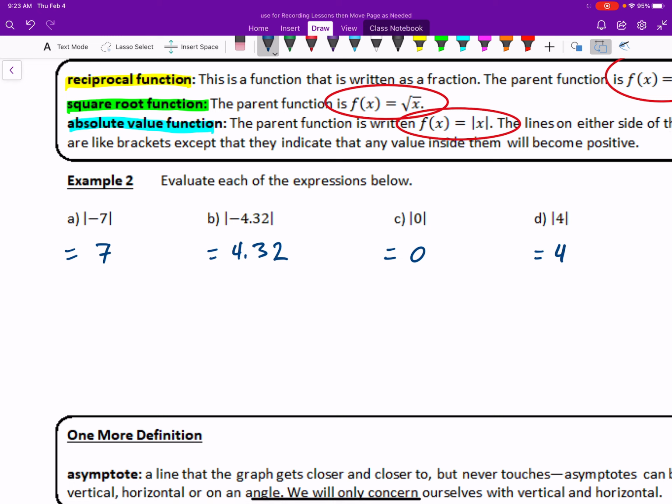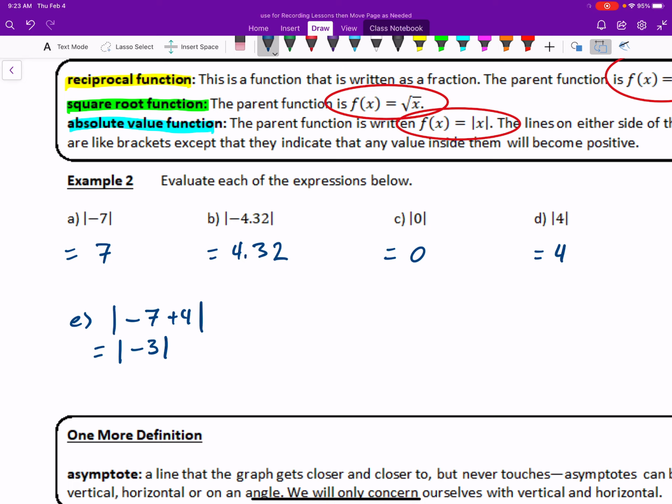Now, just to give another couple of examples to illustrate something that we haven't seen here yet. Again, I have to treat them like brackets. So what if I had -7 plus 4 inside the absolute value signs? I don't change that 7 to positive and then add them. What I do is I simplify what's inside the brackets first. So I do negative 7 plus 4 first, and that becomes negative 3.